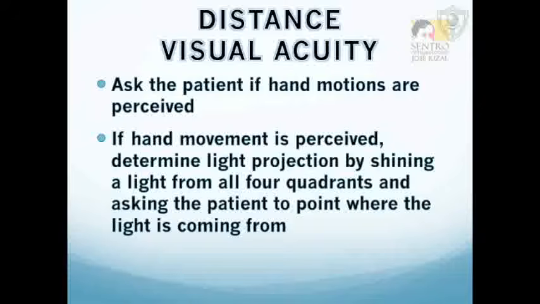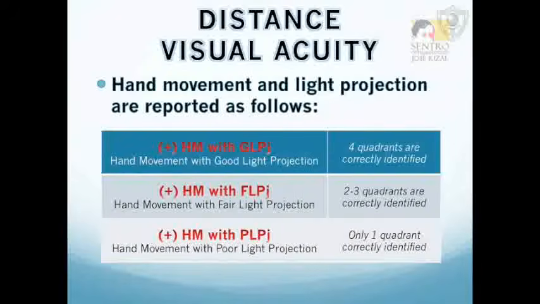Move your fingers in such a way that no clues are made such as sound or air. Ask the patient if hand motions are perceived. If hand movement is perceived, determine light projection by shining the light from all 4 quadrants, and asking the patient to point where the light is coming from. Hand movement and light projection are reported as follows. Good light projection if 4 quadrants are correctly identified. Fair light projection if 2-3 quadrants are correctly identified. And poor light projection if only 1 quadrant is correctly identified.